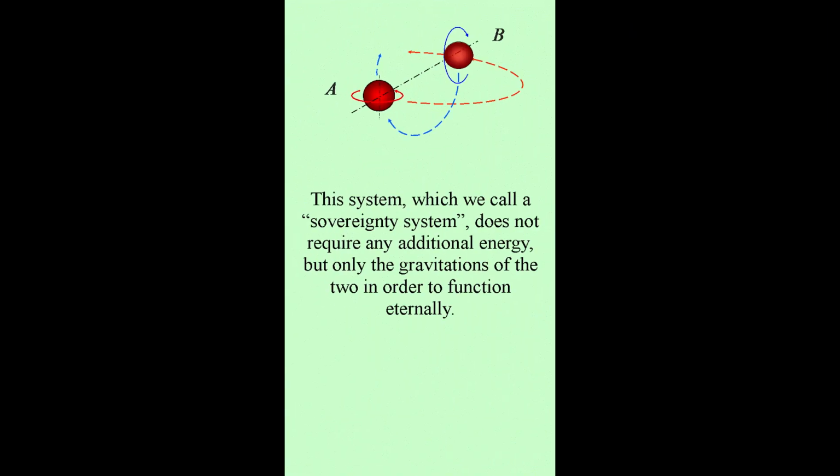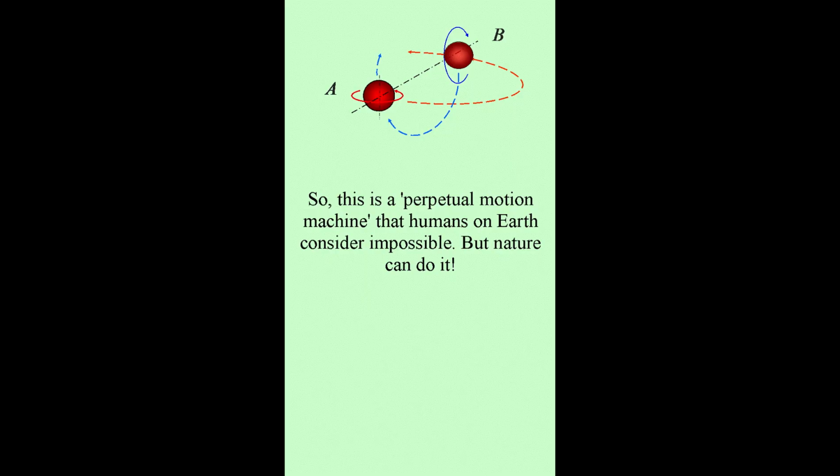This system, which we call a sovereignty system, does not require any additional energy, but only the gravitations of the two in order to function eternally. So, this is a perpetual motion machine that humans on Earth consider impossible. But nature can do it.